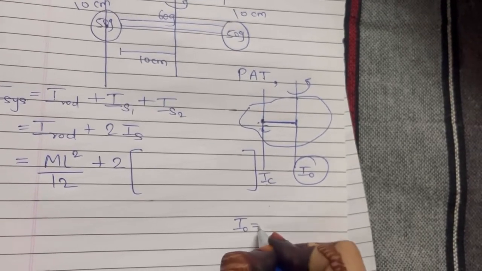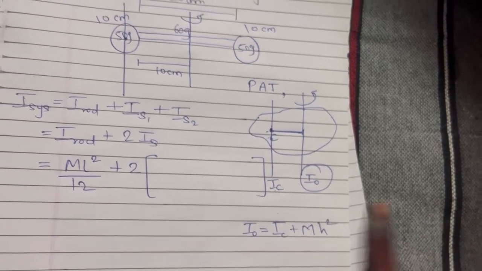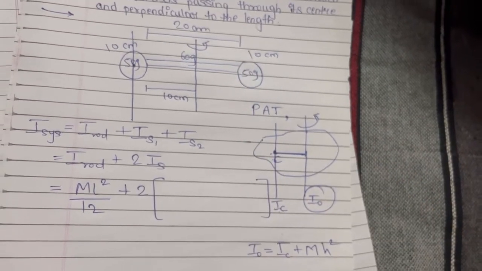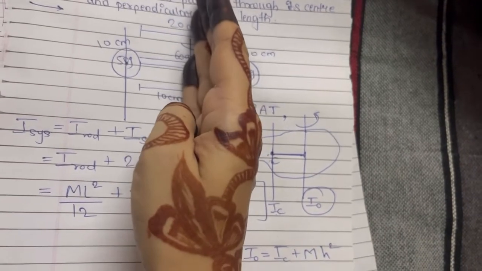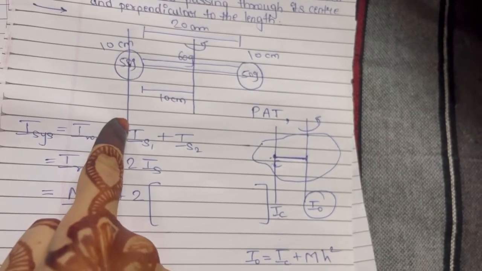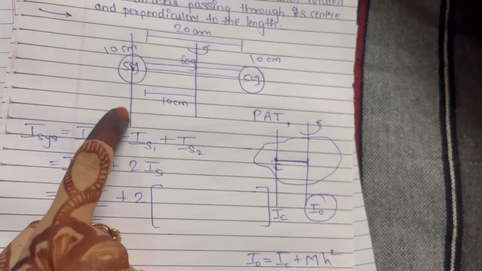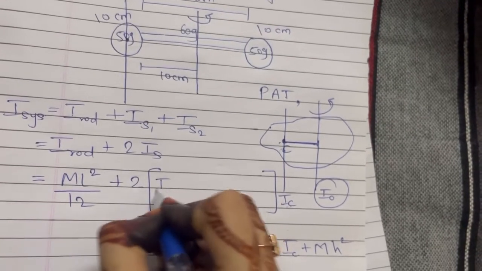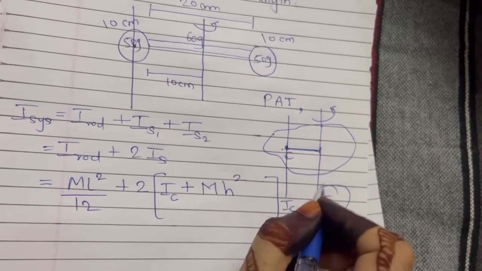So your I0 will be IC plus the mass of the sphere times the square of the perpendicular distance between the two axes. So if I want to find out the moment of inertia along this axis of rotation, then I'll have to take the moment of inertia for the central axis of the sphere, that is IC, plus the mass of the sphere times the perpendicular distance squared.